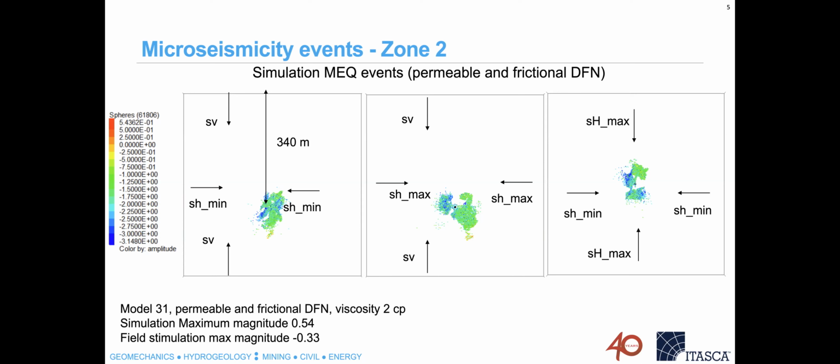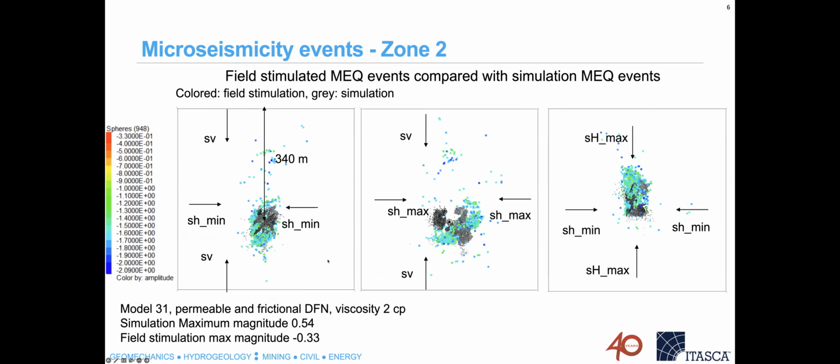Next one. Here I also put the simulation results together with the stimulation results. The colored events are field stimulation, and the gray ones are simulation. So again, roughly, the extent of the simulation clouds matches the stimulation results. Next one.